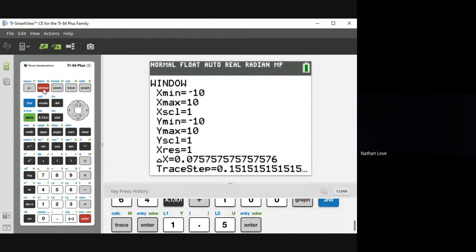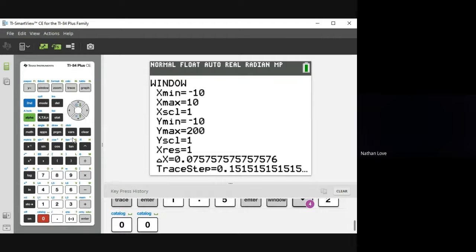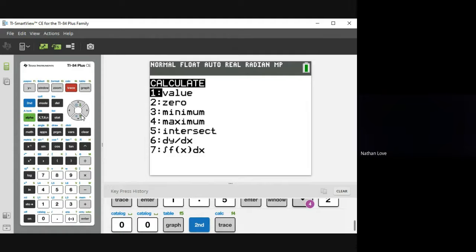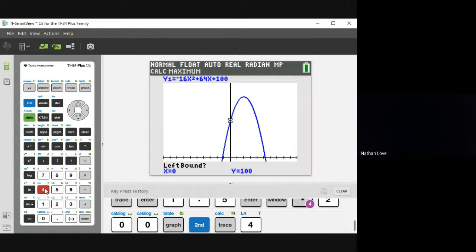Go to your window, and let's adjust this to see if I can get my vertex on there. Go to the Y max, and let's type in 200. 200 usually makes it and should work. 200 to 300 would work. It doesn't matter which one you put in. It shows it up. Now I want to find that maximum. So you go second, calculate, number 4. It says I want to be on the left side of the maximum. It already is. So hit enter.